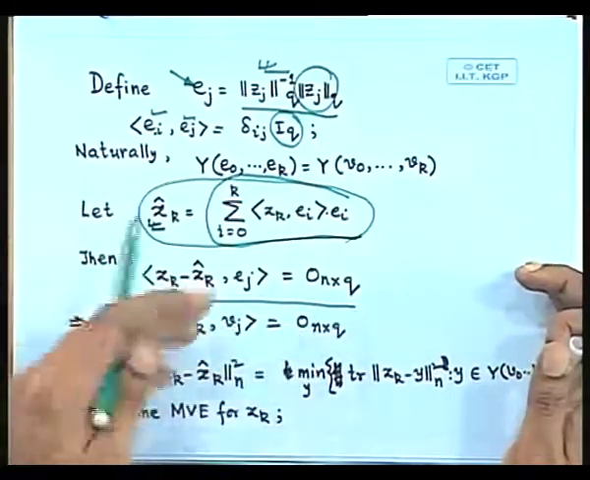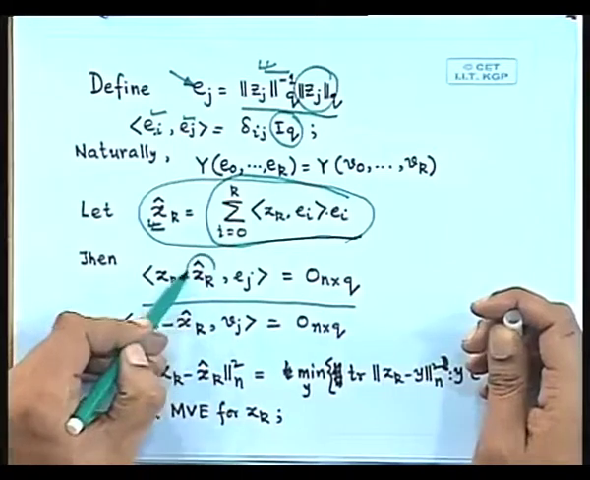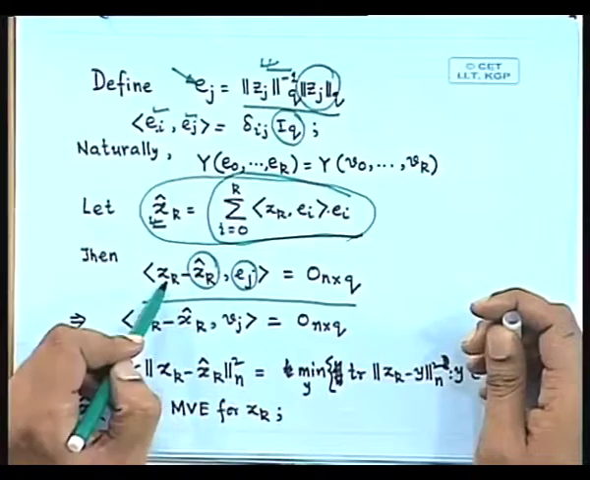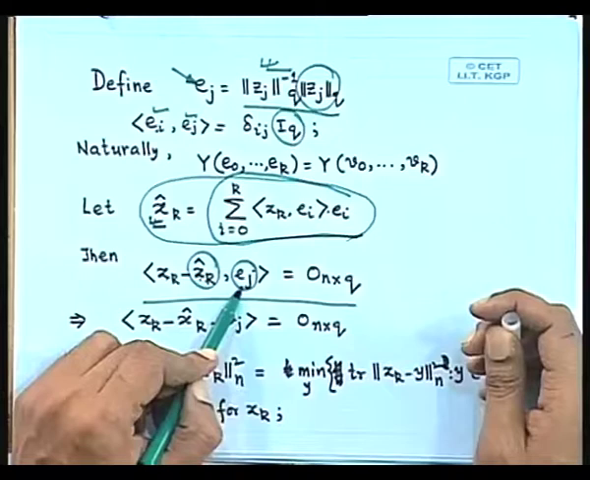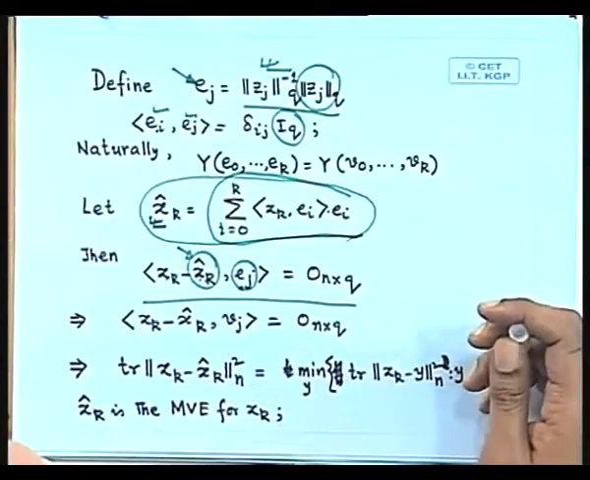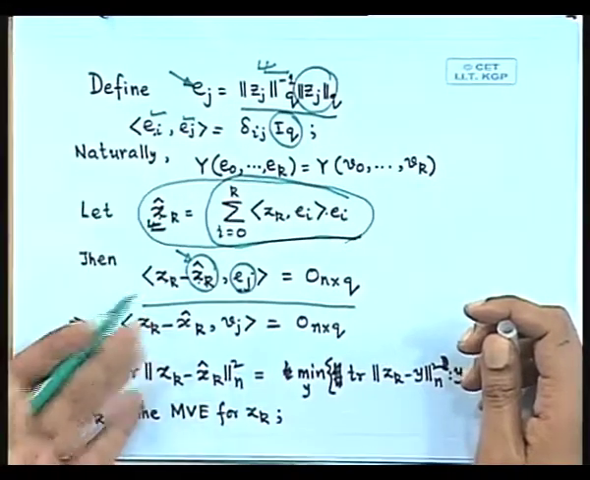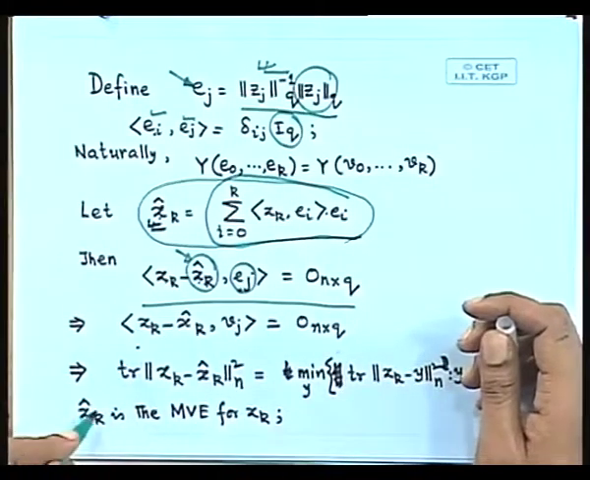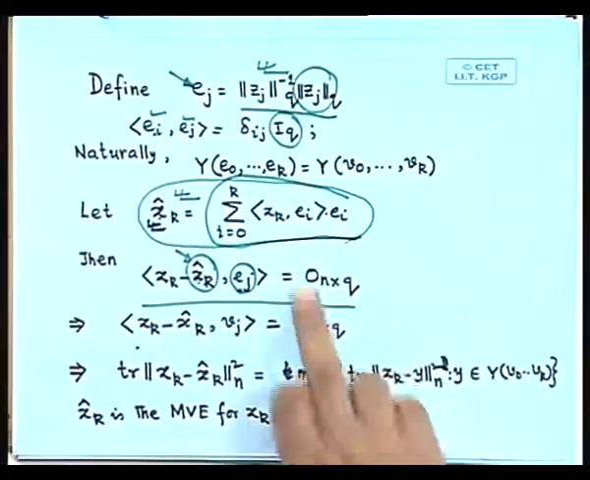By your previous theorem, what did we say? That if the estimation error becomes orthogonal to all the measurements, then the corresponding estimate is minimum variance, which I have just proved. So if you can generate the estimate in this form, then it is very simply shown to be 0. Therefore this is the minimum variance estimate in terms of innovations.